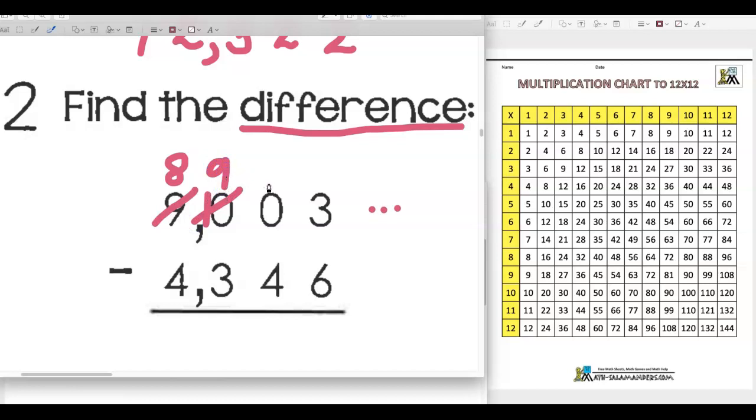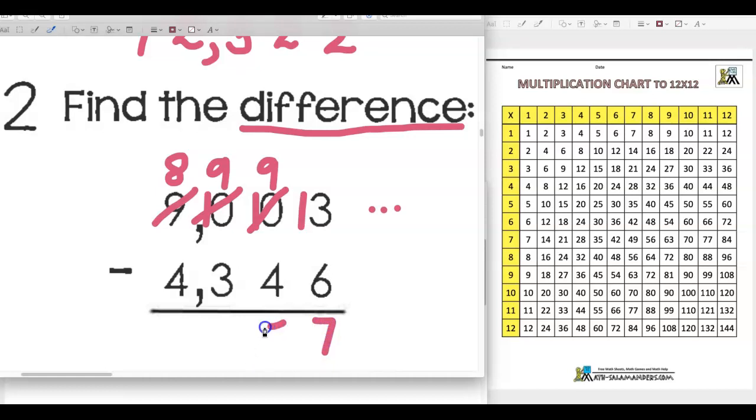I'm going to unbundle it into 10 tens. Then again, I need it over here in my ones place. I'm going to take one of my tens, that leaves me 9 tens. I'm going to unbundle it so I have 10 ones. I already have 3 ones. 10 plus 3 equals 13, so I have 13 ones. Now I can subtract. 13 subtract 6 equals 7.